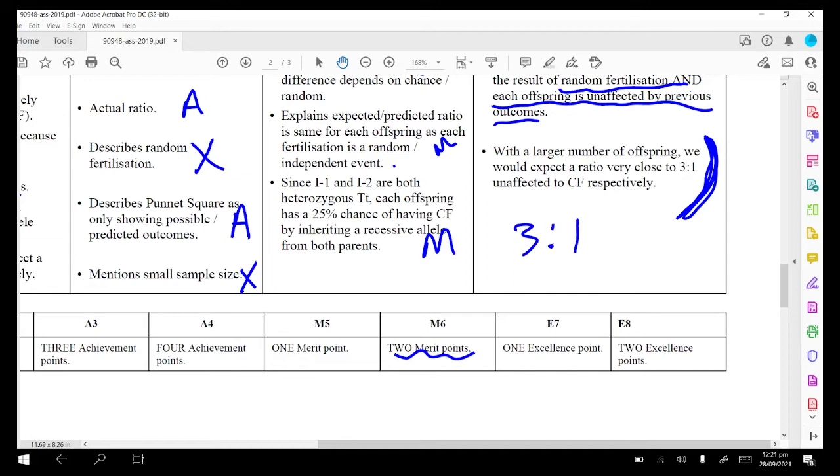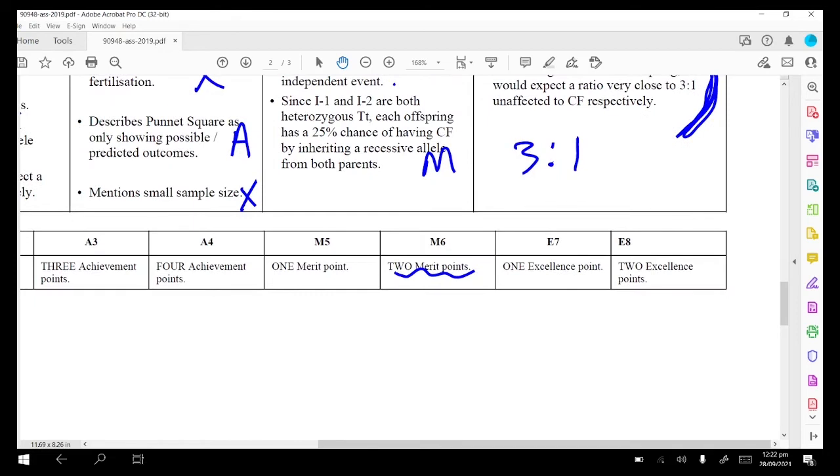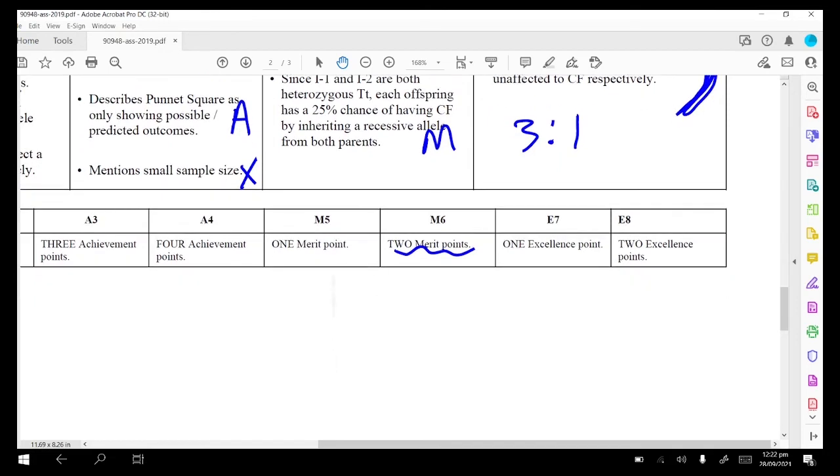But because in this case there's only 4 children, it's not a big enough sample size to get that, and because every one is unaffected by the previous one. So that's why we get the 1 to 1 ratio and not the 3 to 1 ratio.